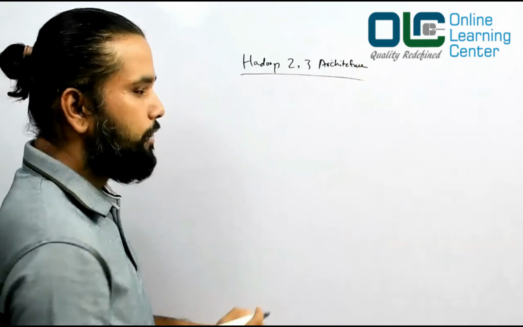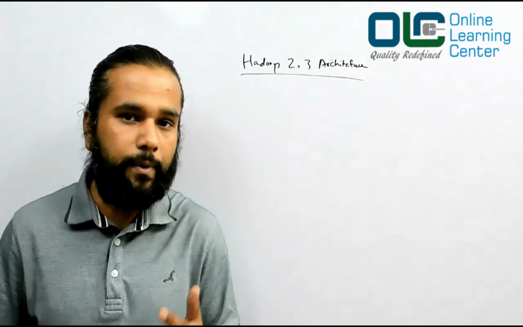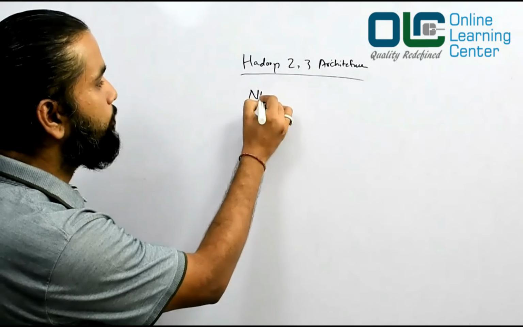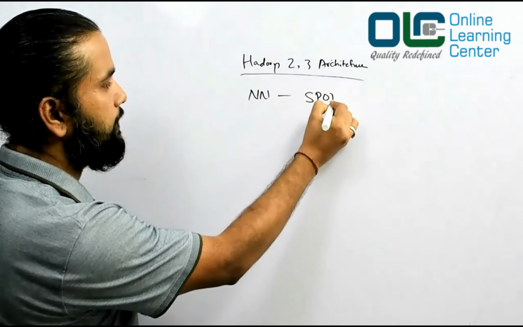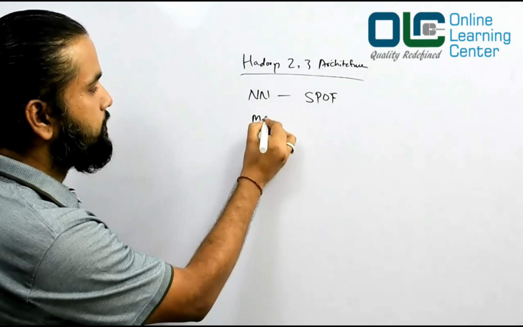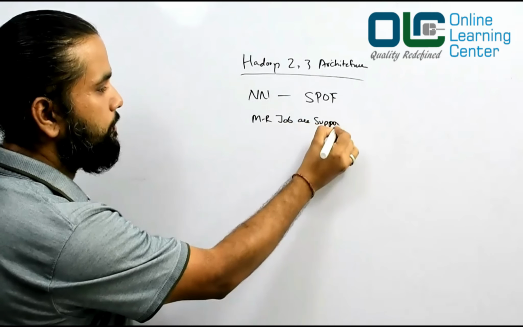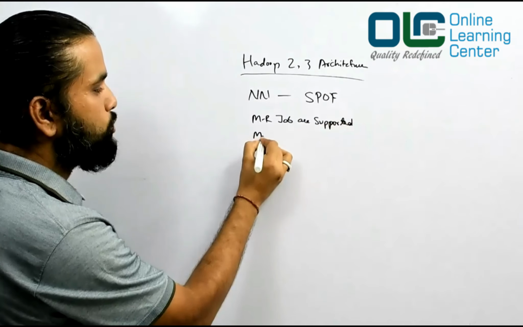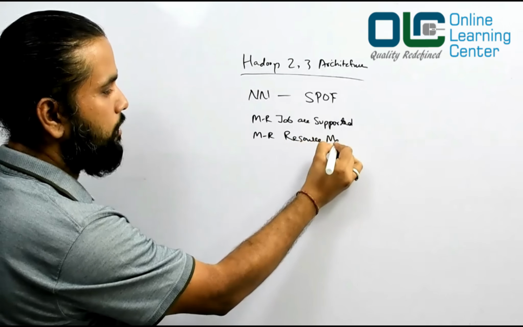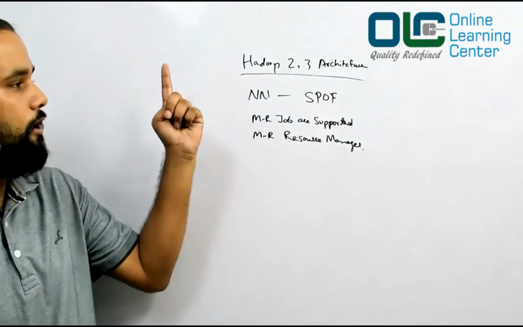Right, so we know that Hadoop 1 has a problem. And what is the problem? The major problems are: number one, name node is a single point of failure. That's number one. Number two problem is only MapReduce jobs are supported. And number three problem is your MapReduce also acts as a resource negotiator, which means it takes a lot of burden to process our job. Now this was the problem of Hadoop 1.